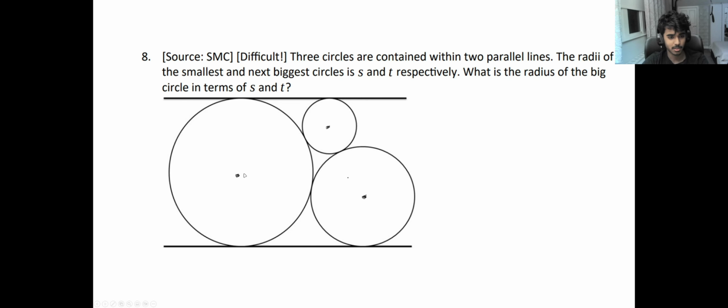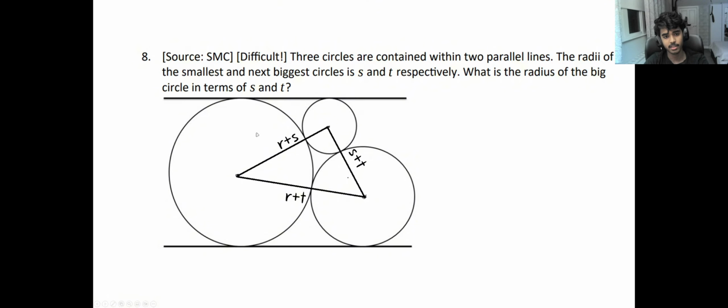So first I'm going to plot the centers of these and join them up using the 2 radii. I'm going to call the radius of the larger circle R, the radius of the smaller circle S, and the radius of the medium circle T. Now the distance between these 2 centers will just be the sum of the radii. So I can write that as R plus S, S plus T, and R plus T.